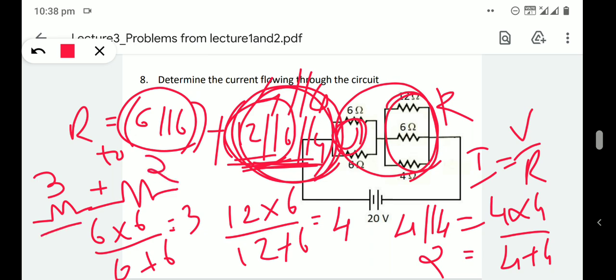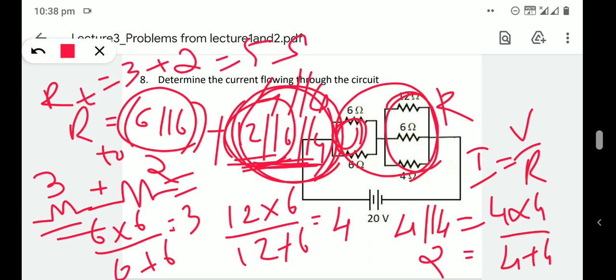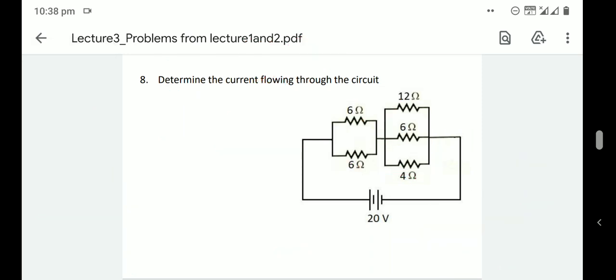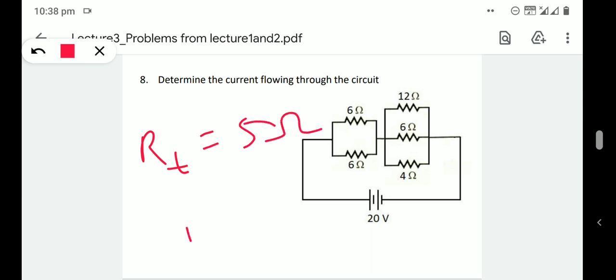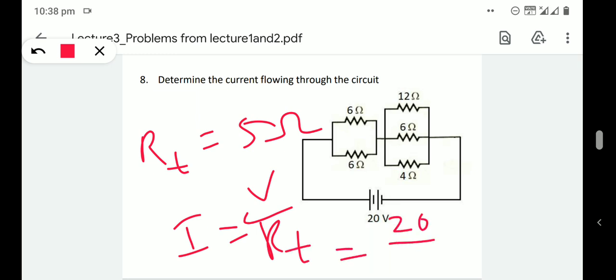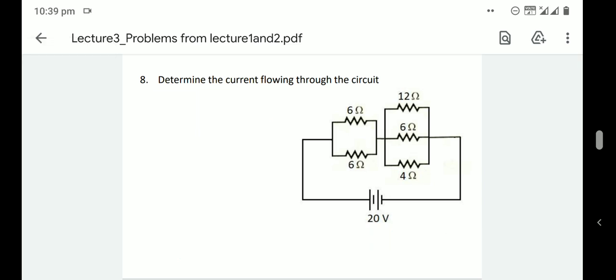That means 3 ohms is in series with 2 ohms. 3 and 2 in series means 3 plus 2 is the total resistance. So our total is 3 plus 2 equals 5 ohms. So current will be equal to V divided by R total, where V is 20 volt and resistance is 5. So 20 divided by 5 is 4 ampere. Current is 4 ampere.